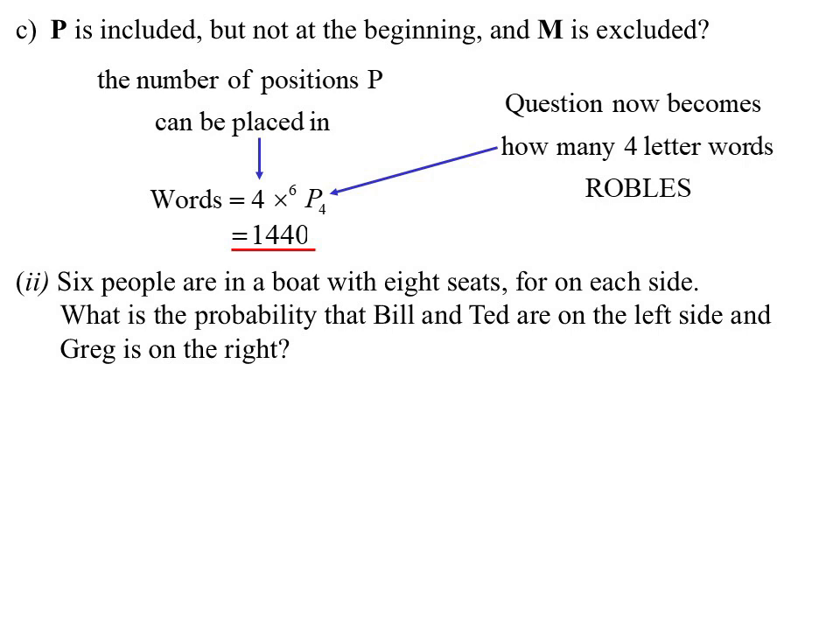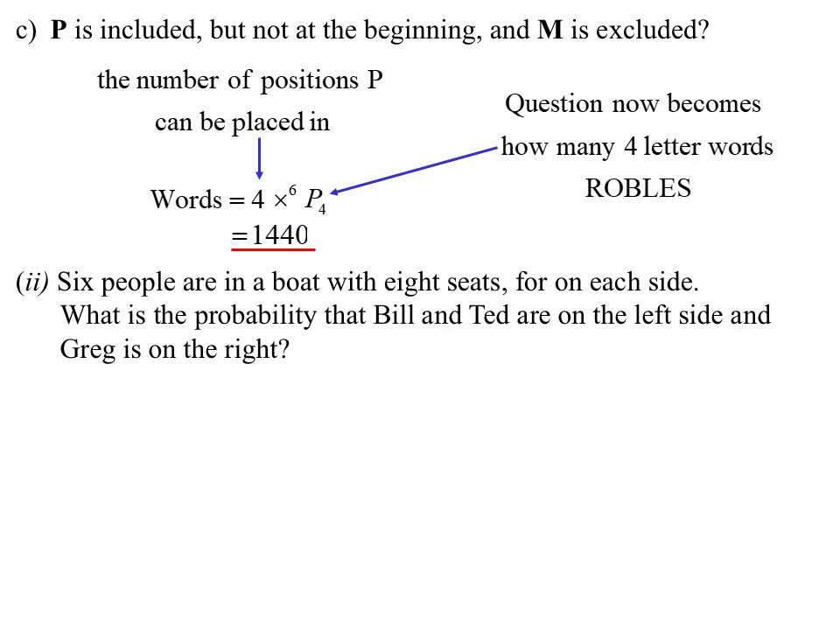6 people are in a boat. It's got 8 seats, 4 on each side. They weren't very good at spelling, by the way. What's the probability that Bill and Ted are on the left side and Greg is on the right side? I can't remember which one's which. One's port, one's starboard. I can't remember.